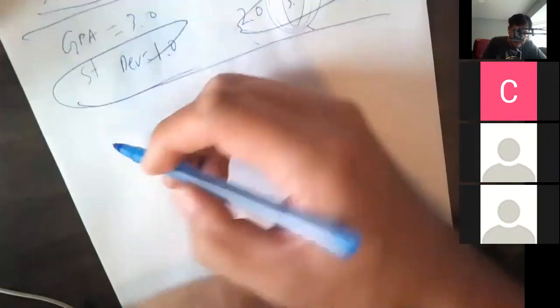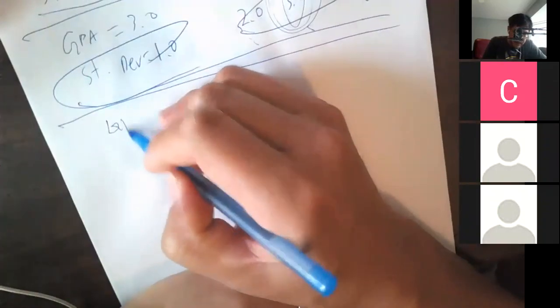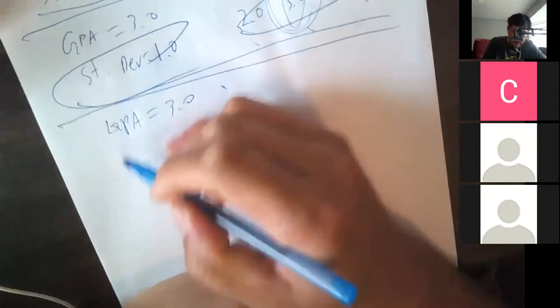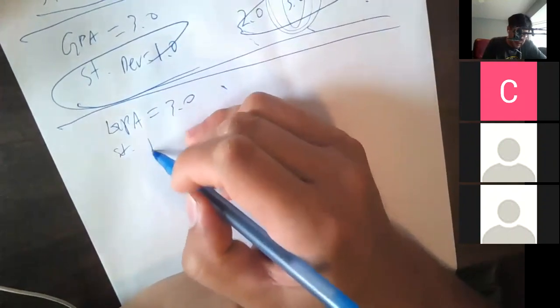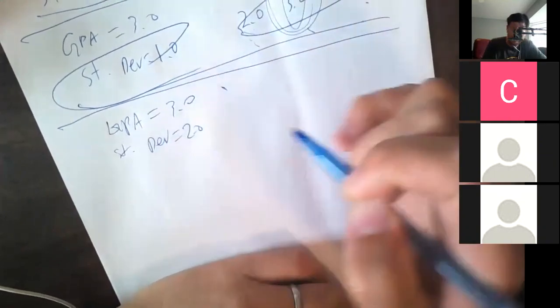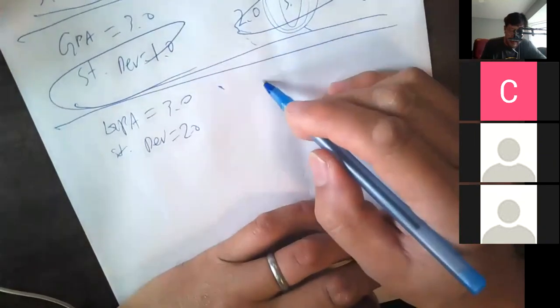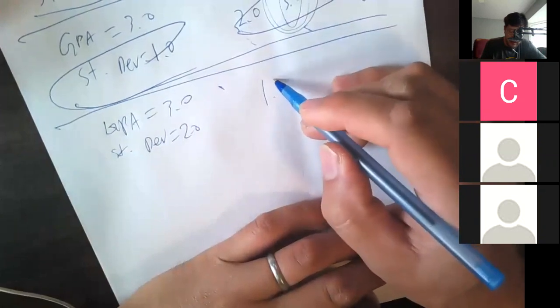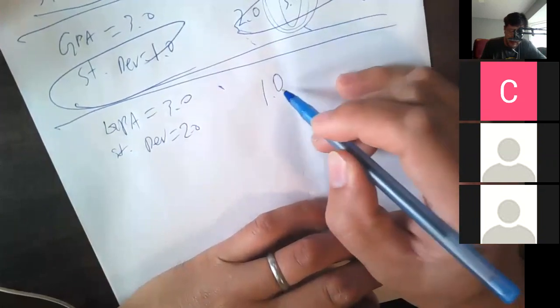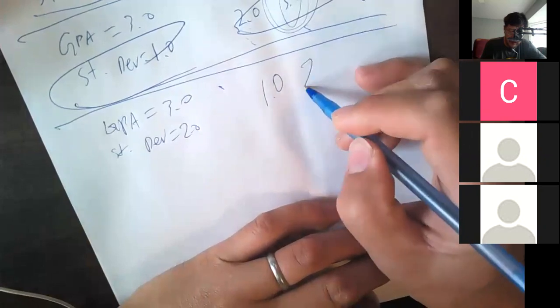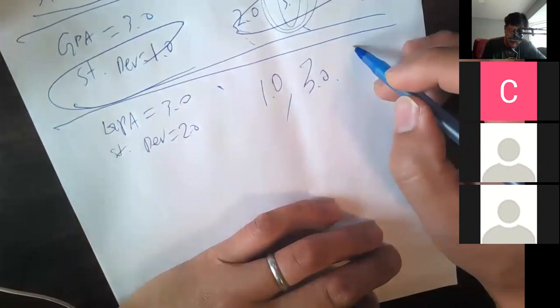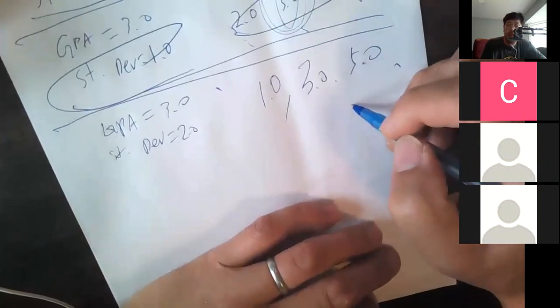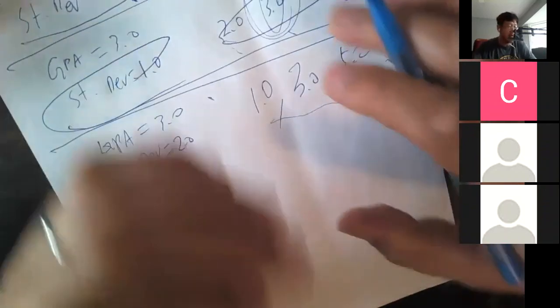So how about the third example? If your GPA average is 3.0 and your standard deviation is 2.0, that means a couple of your grades are maybe 1.0, and a couple of your grades are 5.0. So you have a much wider, or flatter, distribution.